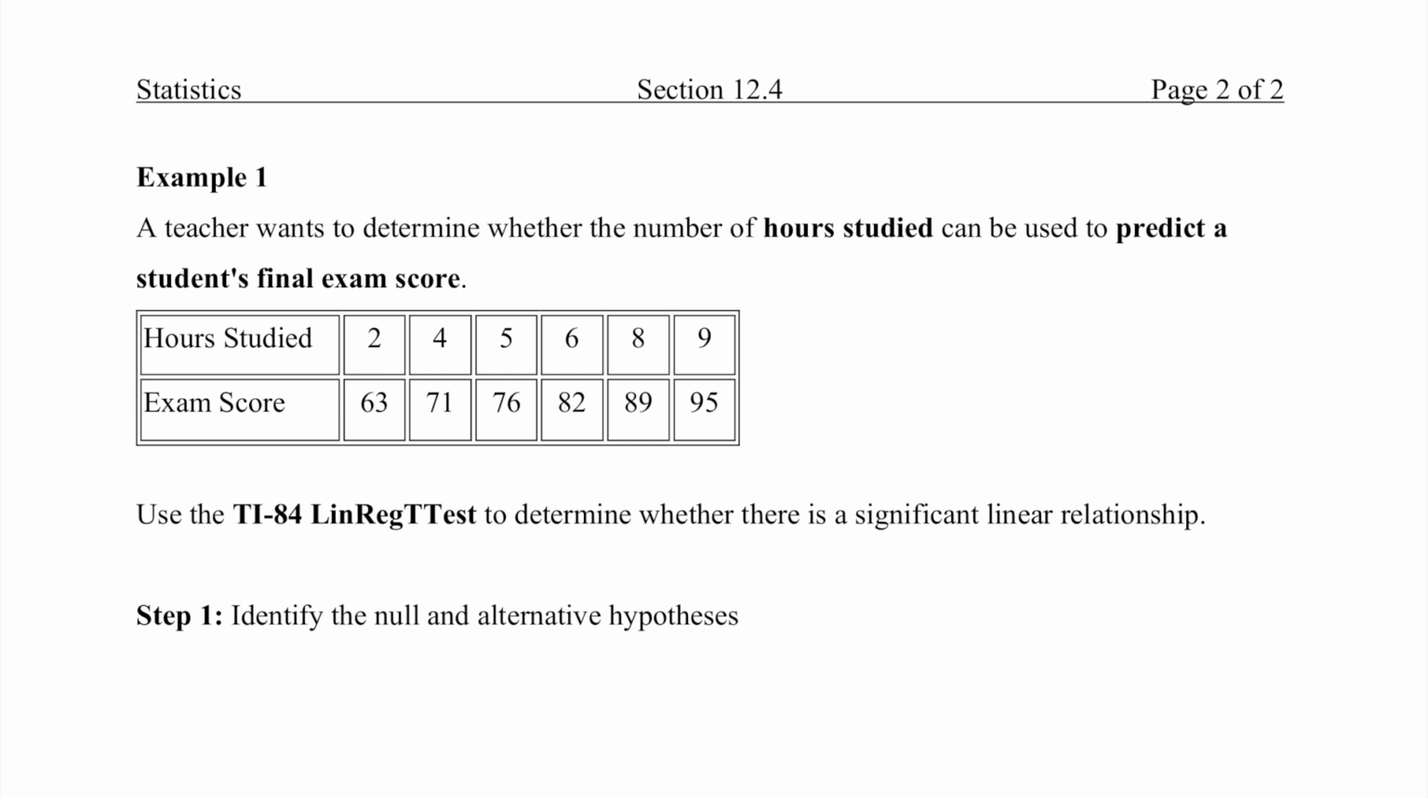In this video, we'll use the TI-84 calculator to test whether there is a significant linear relationship between two quantitative variables. We'll work through one complete example from the beginning to end. Let's begin.